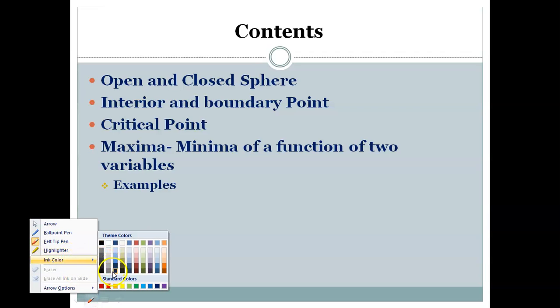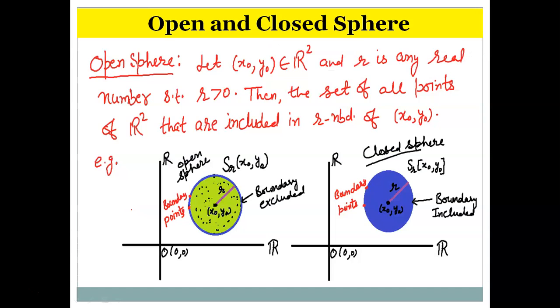So first we define what is the meaning of an open sphere. Suppose you have a point x0, y0 in R square. R square means the xy plane. Basically, the x-axis denotes a real line and the y-axis also denotes a real line. So this xy plane, we can also call the R square plane.